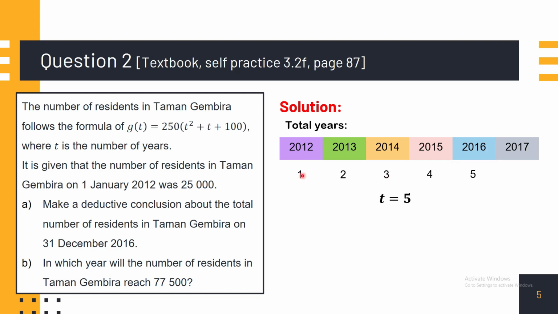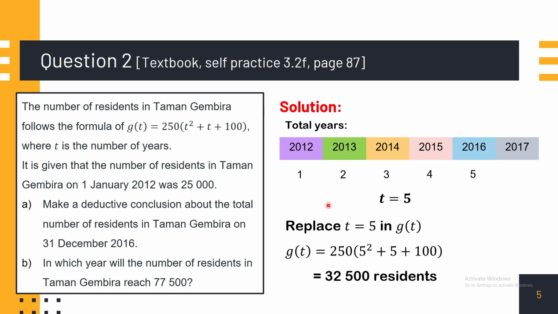Okay, so that means t equals 5, because t is the number of years, and then we replace t equal to 5 in G(t) in this formula. Then we solve the problem, and we get 32,500 residents. This is the answer for question A.